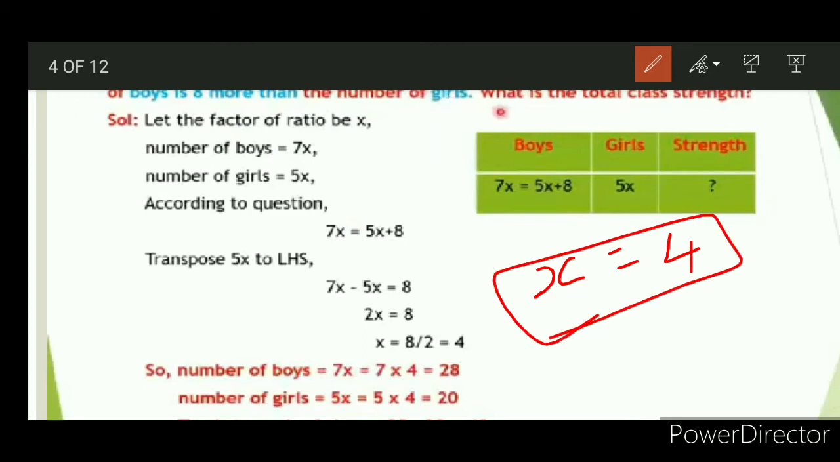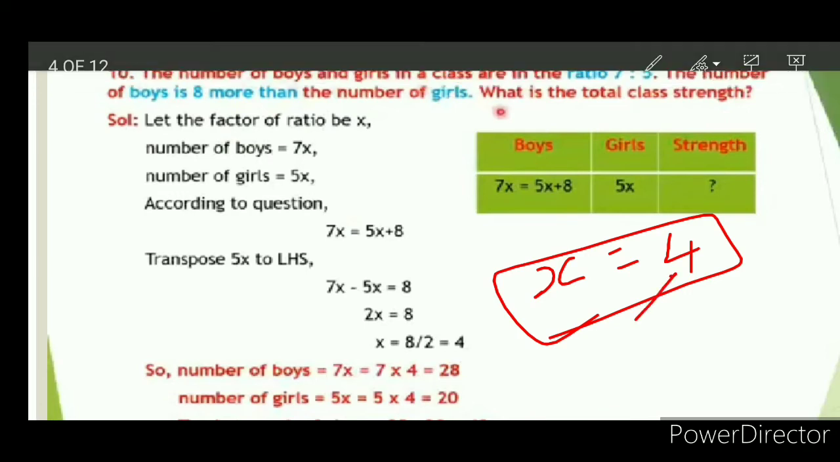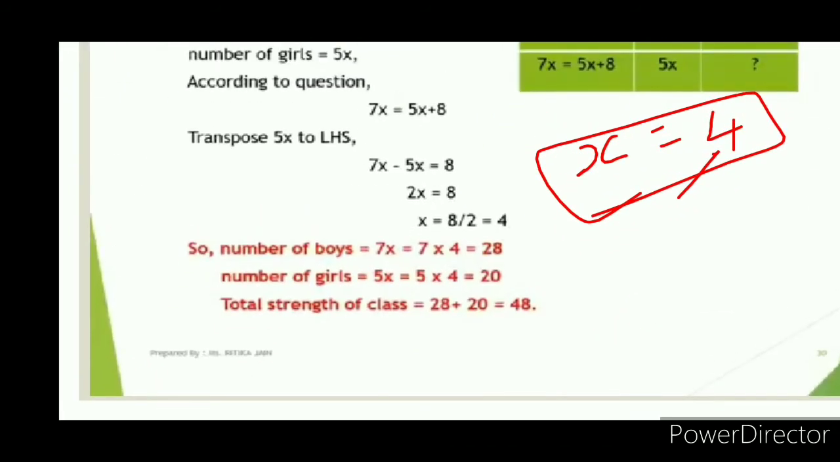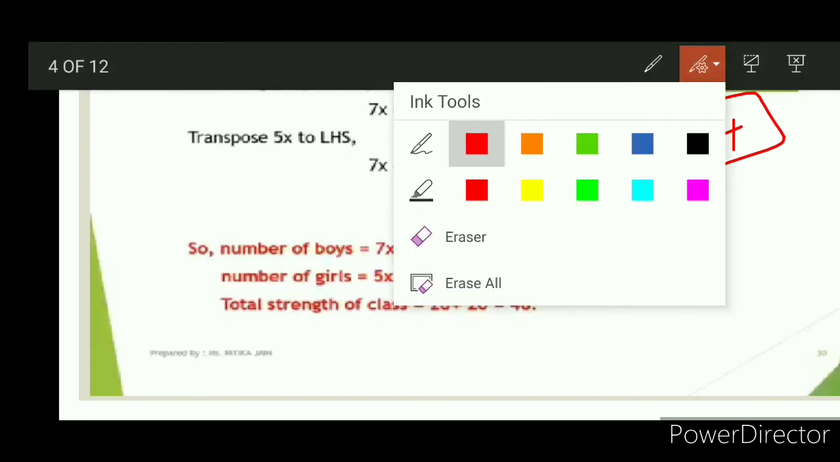It is not the final answer. To get the strength of boys and girls, we should multiply this factor with these ratios, with this ratio 7 and 5. See here. So, number of boys equal to 7x we assumed. 7 into 4 is 28. Number of girls 5x equal to 5 into 4 equal to 20. If we add these two, what will we get? We will get the total strength of the class. Understand? Yes. Copy down.